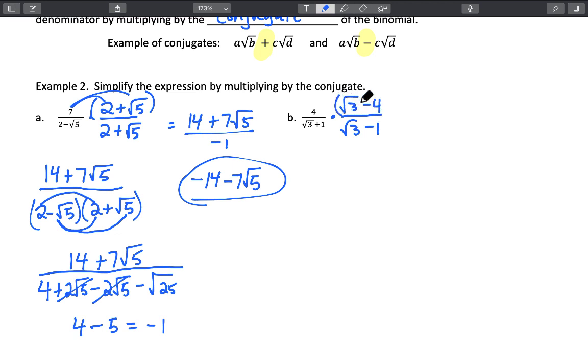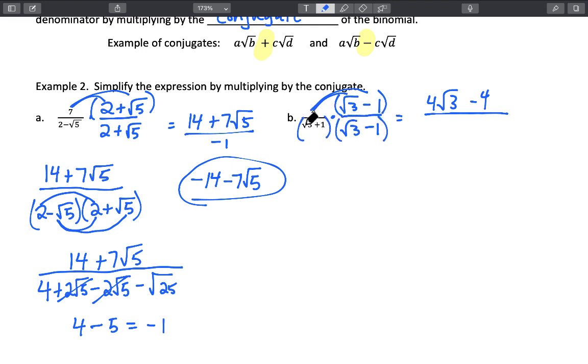And when I multiply my top, I'm going to distribute the 4. Oops, I accidentally wrote 4 in here. That should just be minus 1. Distribute my 4 in there, and that's going to result in 4 root 3 minus 4 in the denominator. And I'm going to do this in line here.